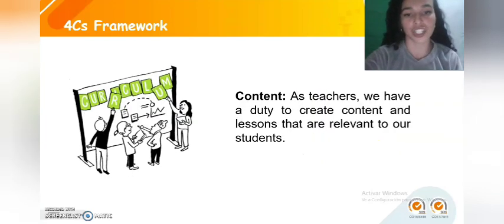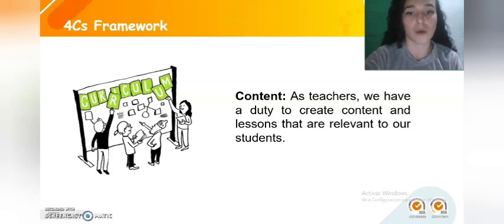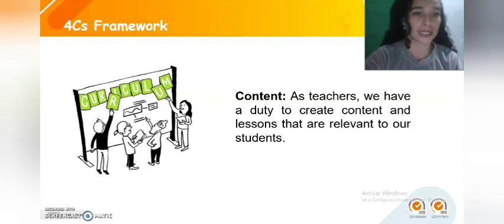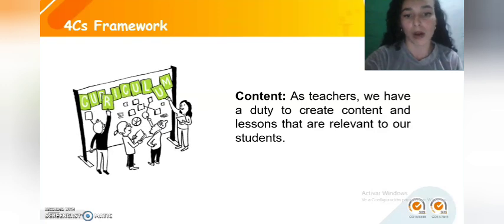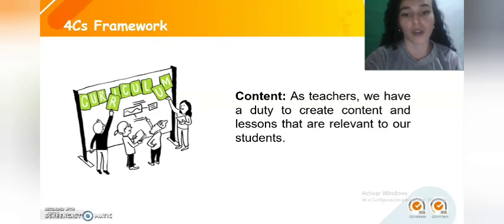Content. As teachers, we have a duty to create content and lessons that are relevant to our students. The content should be relevant to their day-to-day lives. It is not just about including knowledge, but that it becomes meaningful for the students, that helps them develop communication and cognitive skills, as well as involve the student in the construction of their own learning.